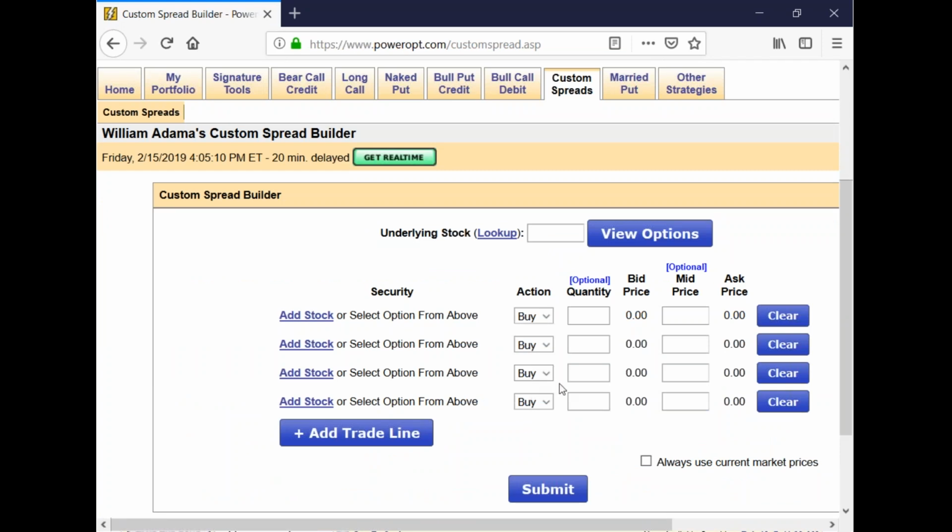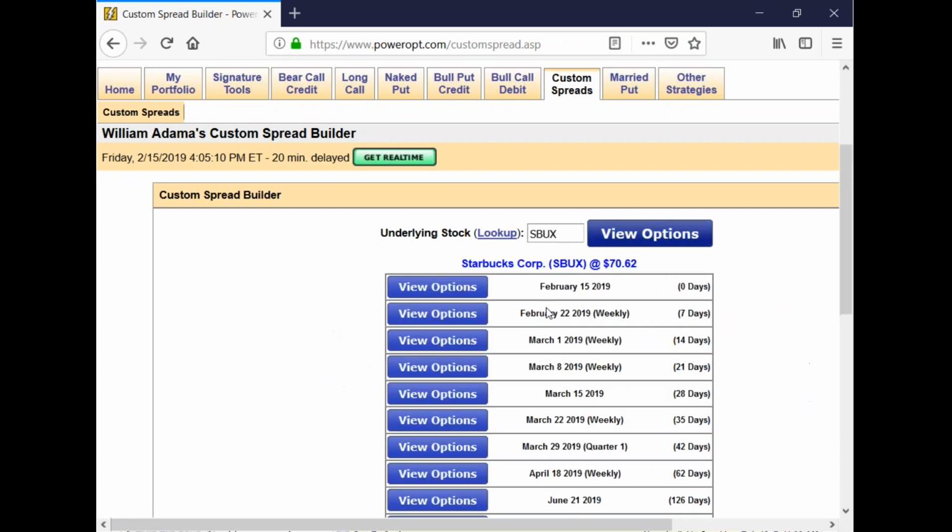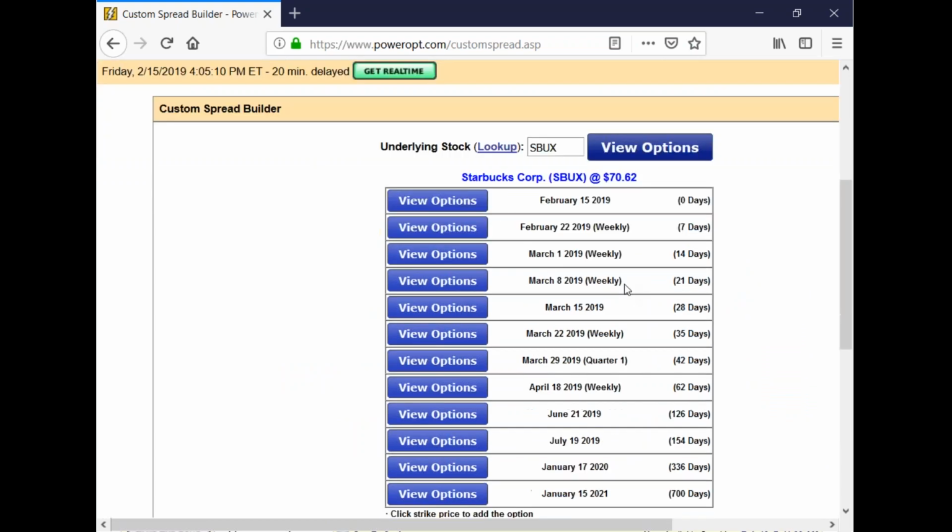Many of you are probably familiar with the collar structure. I'm just going to take Starbucks because it's a position I'm in right now as a married put trade. The stock closed today at 70.62. If I was opening a standard collar, I'd consider going maybe 14 days out, maybe 21 days out in time. Buy shares of Starbucks at 70.62.